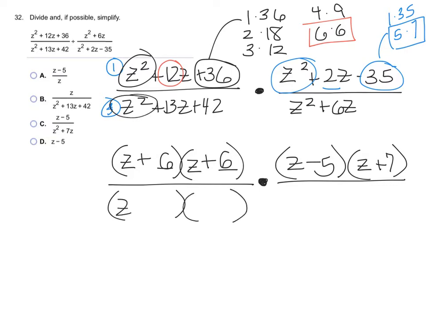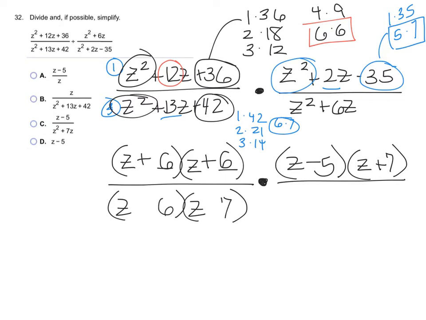The z squared is factored into z times z. Then the 42, we'll list the factors of 42, which are 1 times 42, 2 times 21, 3 times 14, and 6 times 7. Now I'm going to choose the two factors that when combined will give me a positive 13. This will be the 6 and the 7 because 6 plus 7 is 13.